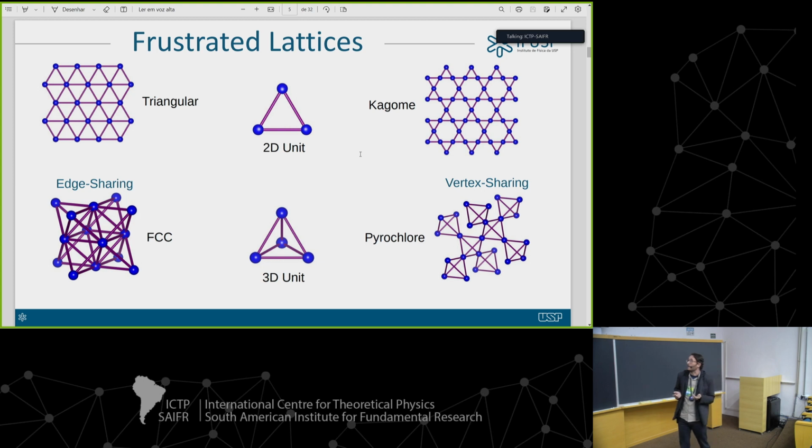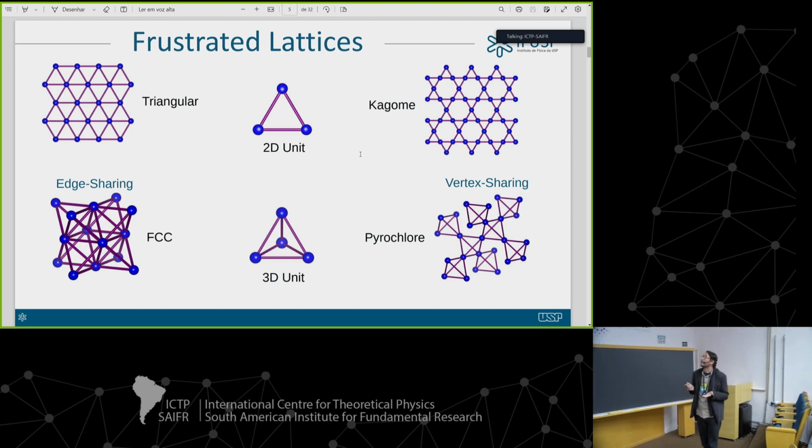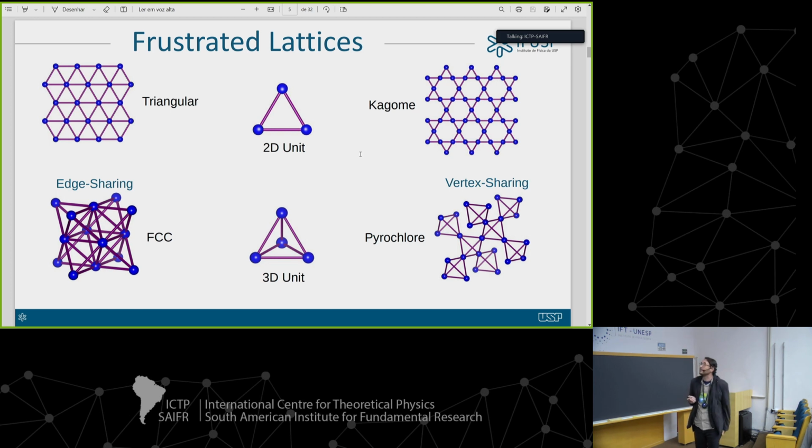Okay, but I was talking about the triangular lattice. You have in nature, and you can make in the lab, several systems based on these units. We have already seen here the triangular lattice, and in 3 dimensions, we have also the FCC lattice, with edge-sharing tetrahedra. The equivalent of this unit is the tetrahedron, in 3D, and also the pyrochlore lattice, which I will be focusing on, which is a lattice with corner-sharing tetrahedra.